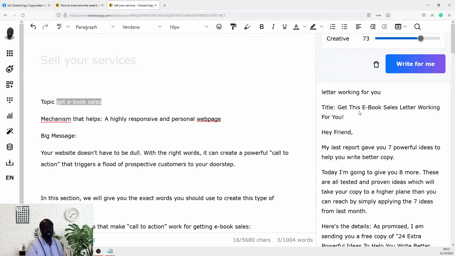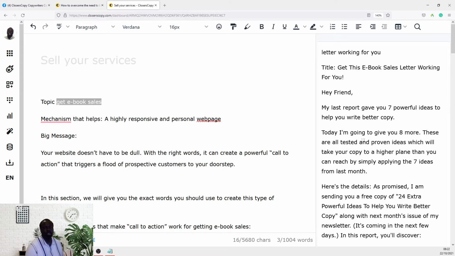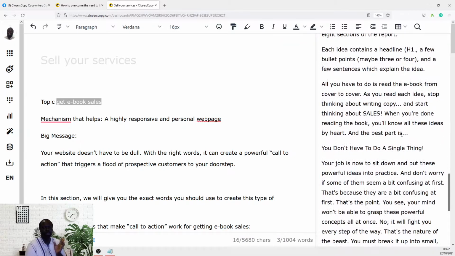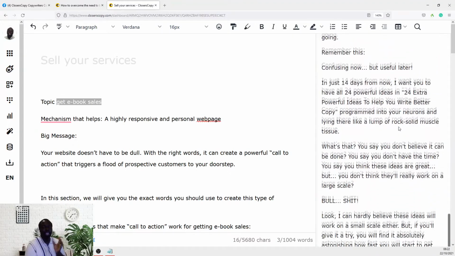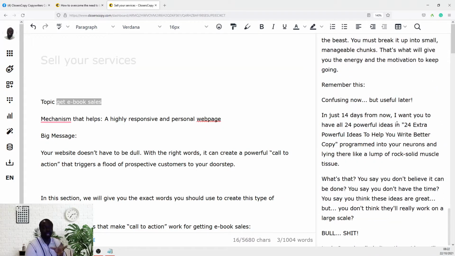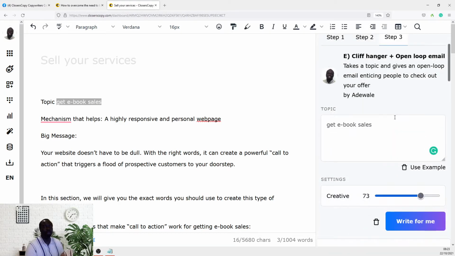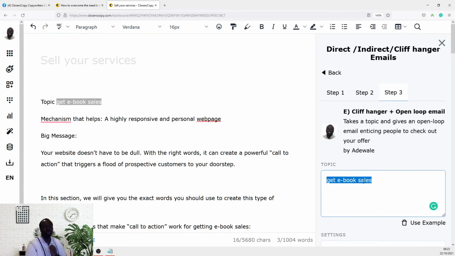So it gives you a title: Get This Ebook Sales Working Better for You. Today I'm going to give you 8 more. So in my last report, my last report gave you 7 powerful ideas to help you write better copy. Today I'm going to give you 8 more, right? And so it just takes you through the 8 more ideas for writing better copy. But then again, what it does at the end, it creates a bit of a cliffhanger that makes people thirst to find out more about your email course. Sorry, your Get Ebook Sales course, right?